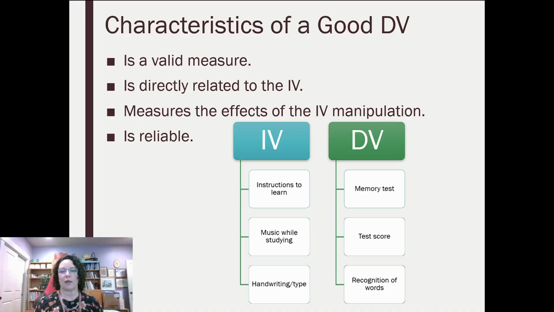If I want to see whether people learn better with handwritten notes versus typewritten notes, maybe I give a test to make sure that they're even able to recognize what the words are, right? Maybe the handwriting is obscuring what the words are. So we can have different kinds of dependent variables that are very nicely tied to different kinds of independent variables. You just have to think outside the box to figure it out.